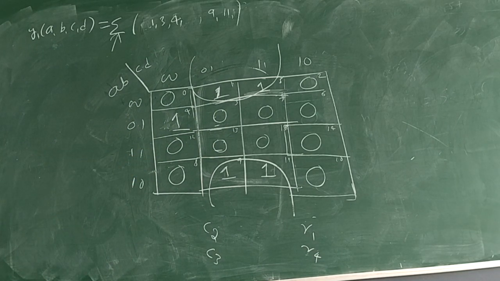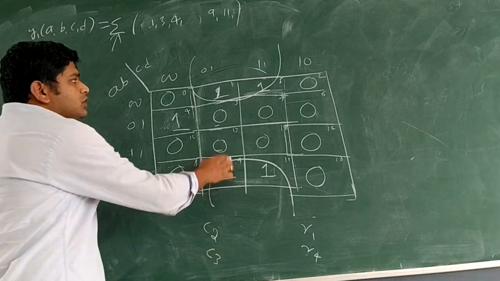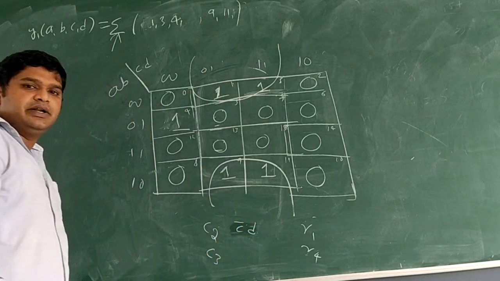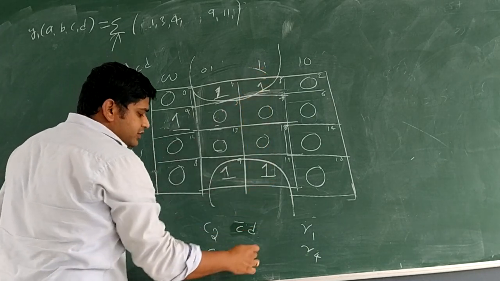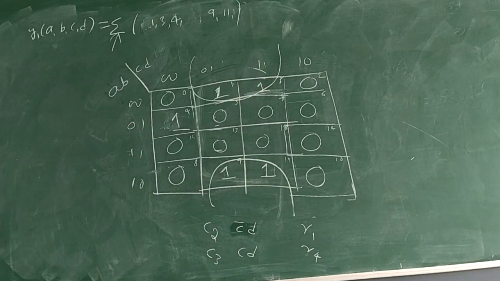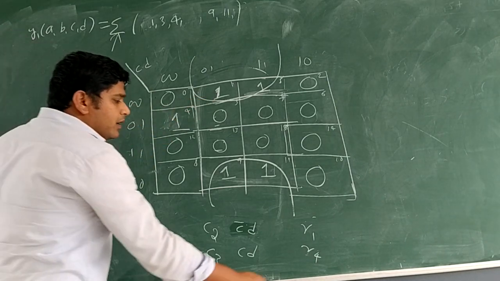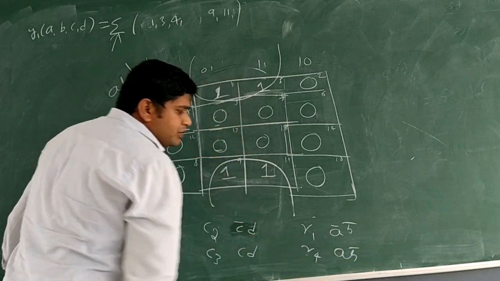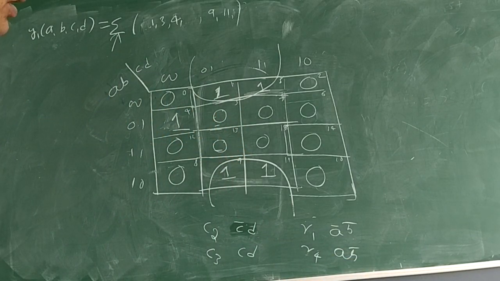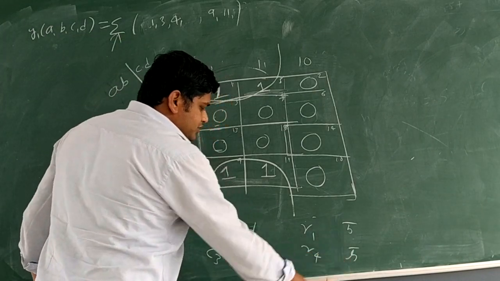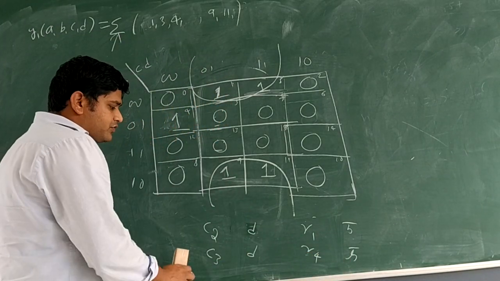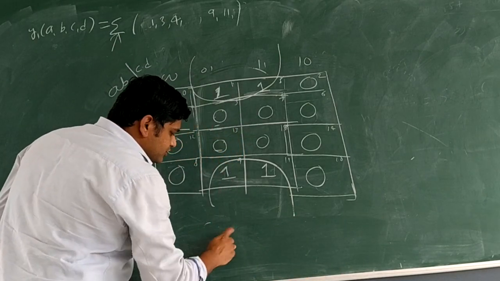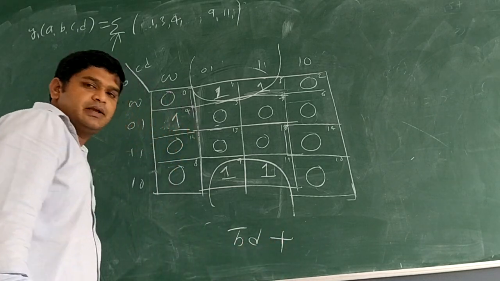The cover is. So what is the function of column 2? 0, 1. How to write 0, 1? C complement D. Next, column 3 function C, D. Row 1 function A bar, B bar. Row 4 function A, B bar. So cancel out a variable which has changed the format. Hence what we will get? B complement D. So one solution is B complement D.